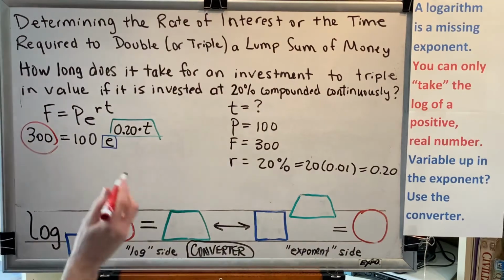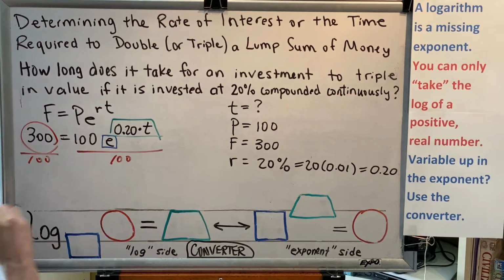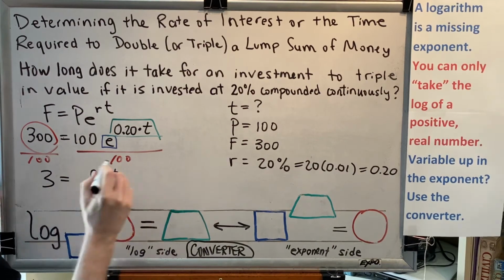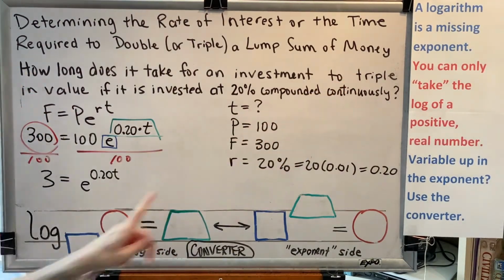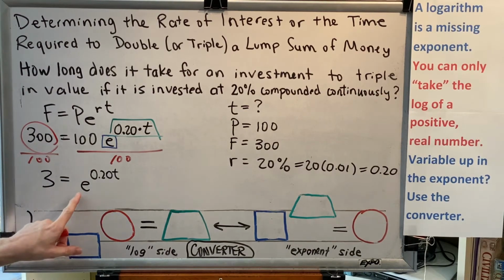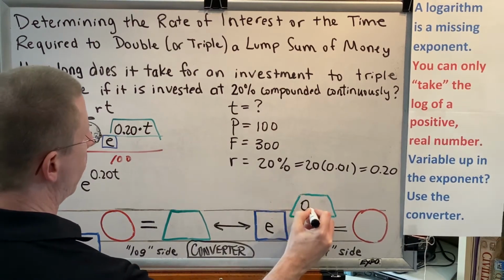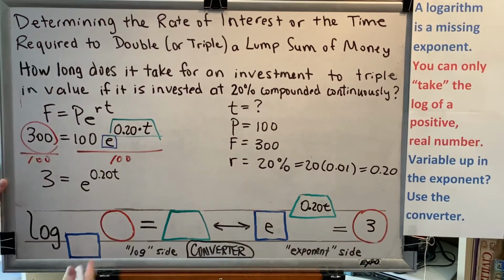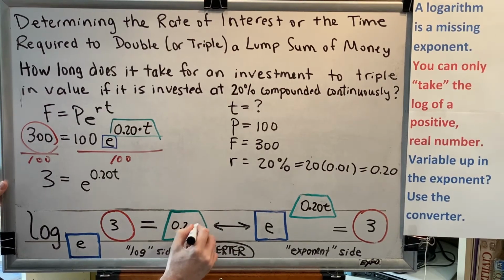To get rid of the extra, we divide. So divide both sides by 100. Then our new equation is going to be 3 equals E to the 0.20t. Notice the number 3 here showed up for a problem where it asked us to triple. This will always be the case. If you don't get a 3 here, then you've made a mistake. Now we have a base, an exponent, and an argument, so we can use our converter. The base is E, the exponent is 0.20t, the argument is 3. Matching up the colors and shapes, we get log base E of 3 equals 0.20t.